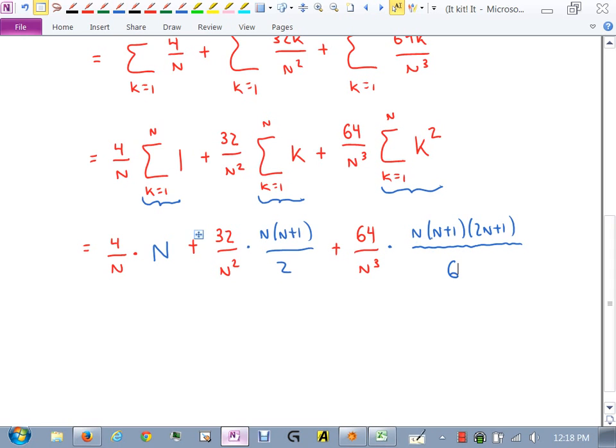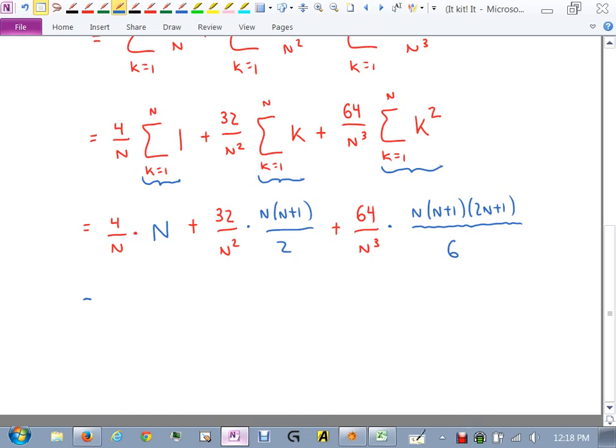Okay, almost done after I clean this up. I have some n's that cancel here, so I get 4. Plus, I'm going to distribute this n through, get n squared plus n, and then multiply it by 32. So on top I'll have what? 32 n squared plus 32n all over 2n squared. Oh, I could have reduced it. Could have made it 16, right? Yeah, that's all right. I'll do the next step.